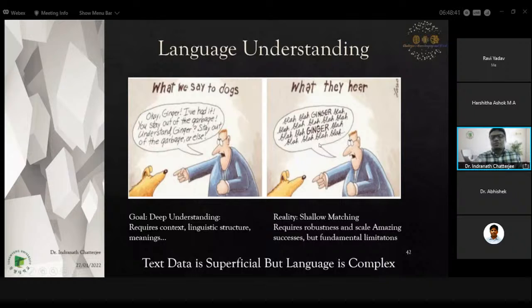So our goal is deep understanding, which requires high understanding of the context, the linguistic structures and linguistic semantics. But in reality, the matching is not always done in such a deep way. It requires robust and amazing NLP models for better understanding. But till now, at least in 2022 where we are standing right now, we have quite good NLP models available in our market. Siri, Alexa, and Google Assistant are all working quite well.